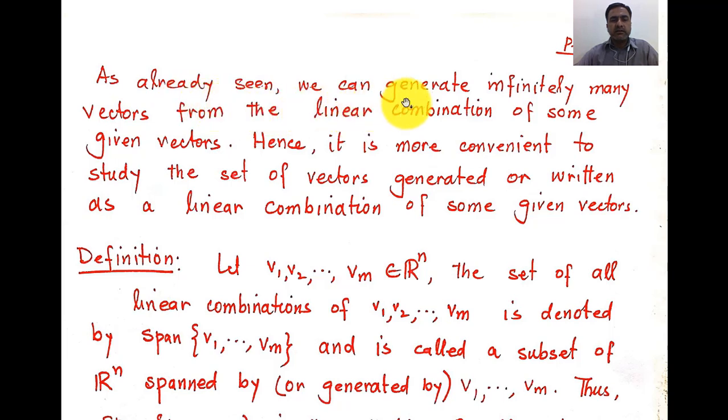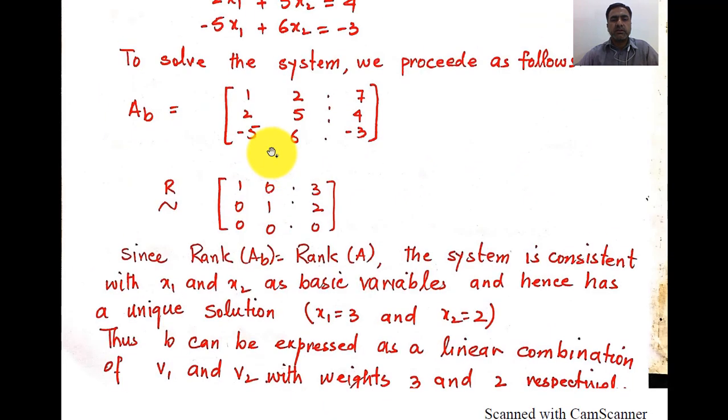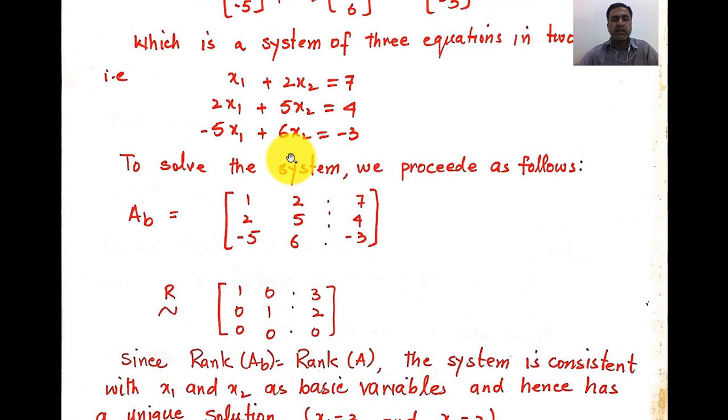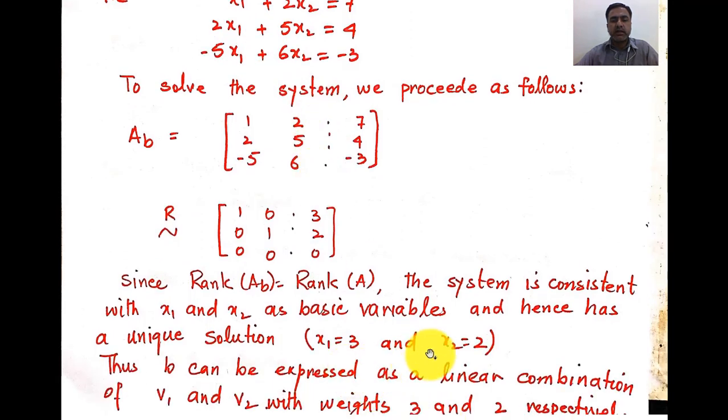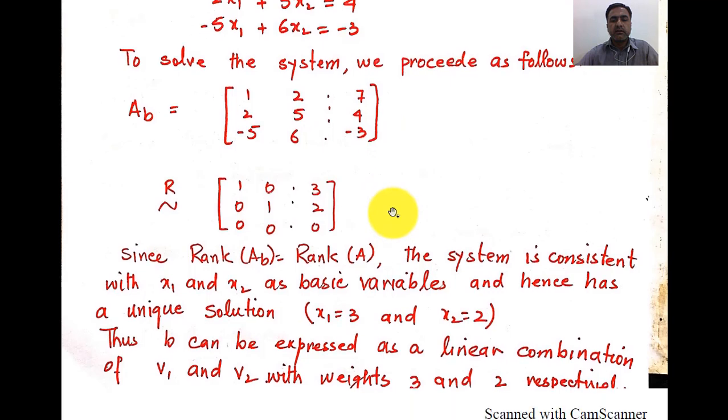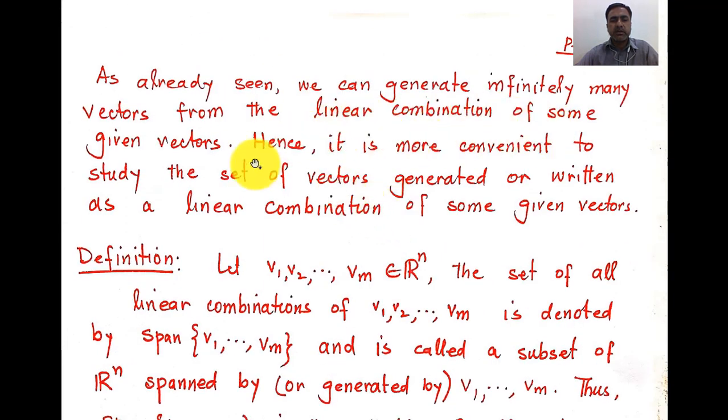As already seen, we can generate infinitely many vectors from the linear combination of some given vectors. For example, we have seen graphically, or from here, that different choices of x1 and x2 give different vectors. Hence, from the linear combination of some given vectors, we can generate many vectors. So it is more convenient to study the set of vectors written as linear combinations of some given vectors. That is, we combine all those vectors into a set, and we discuss that set in general.